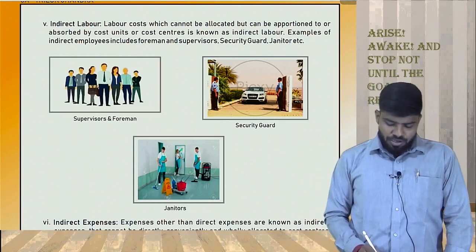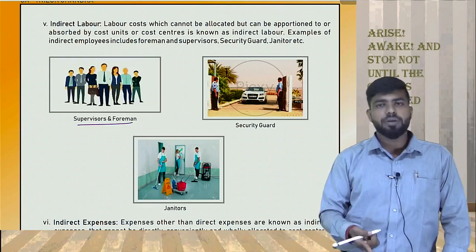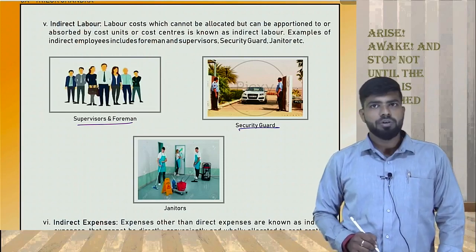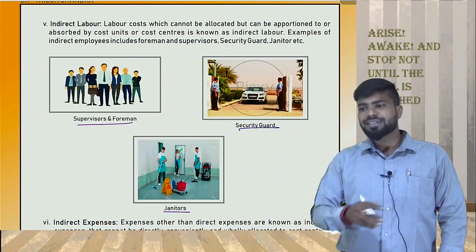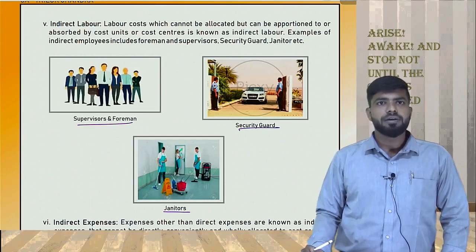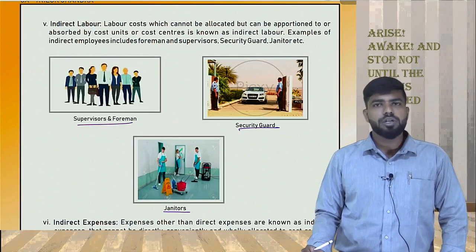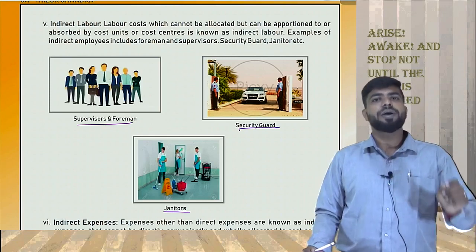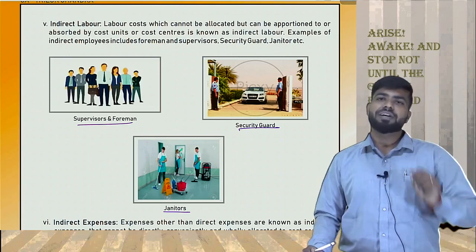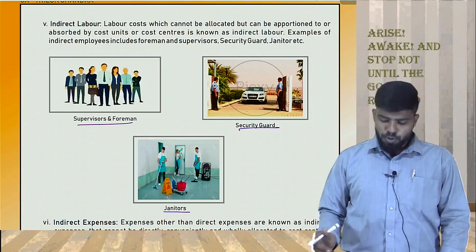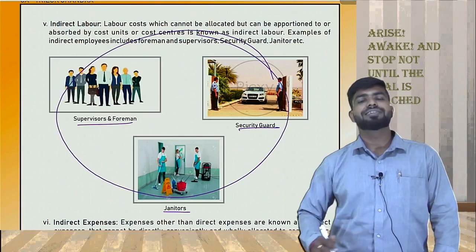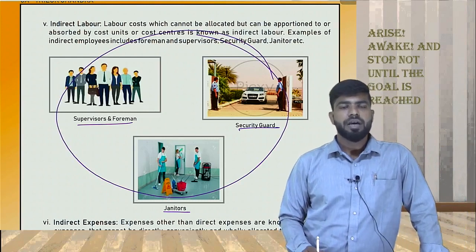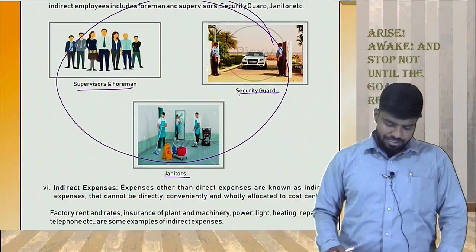If you take the supervisors and foremen, are they producing the product? No. If you take the security guard, are they producing the product? No. If you take the janitors, who are janitors? Cleaning the premises, are they producing the product? Absolutely no. Who is producing the product? Only workers are producing the products. So the amount paid to the workers will be considered as the direct wages or direct labor. The amount paid to all this category of people will be considered as the indirect labor. Understood? Okay. Next.